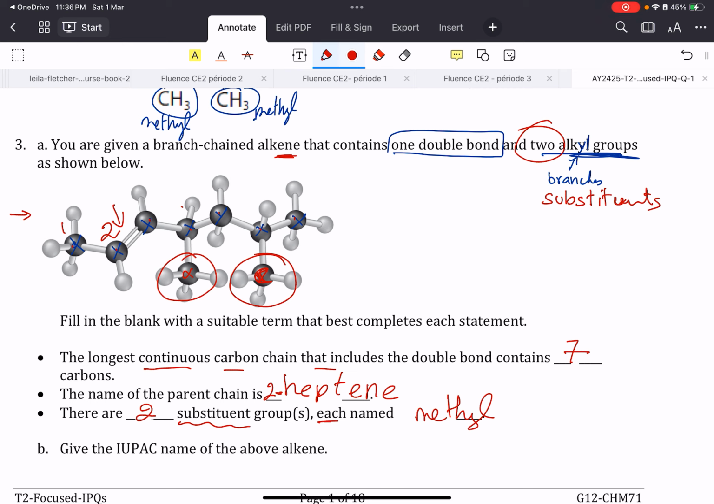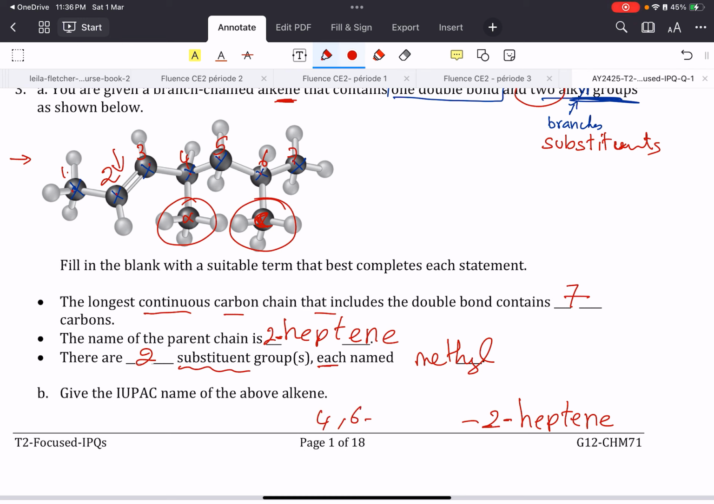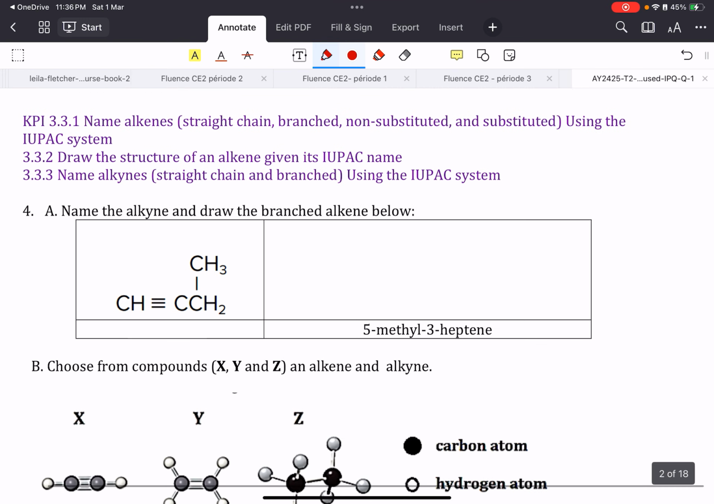Now part B, give the IUPAC name of the above alkene. So let me just place the numbers correctly: 1, 2, 3, 4, 5, 6, and 7. So the final name is heptene on the second carbon. Then on the fourth and on the sixth carbon, I have methyl. Since both branches have the same name, instead of writing methyl twice, I'll write dimethyl.